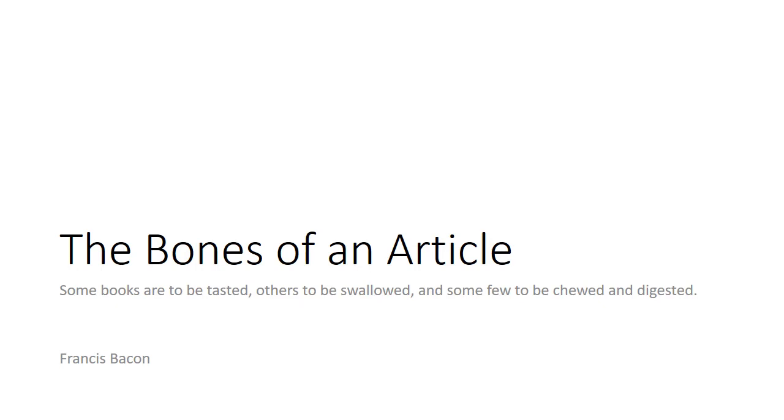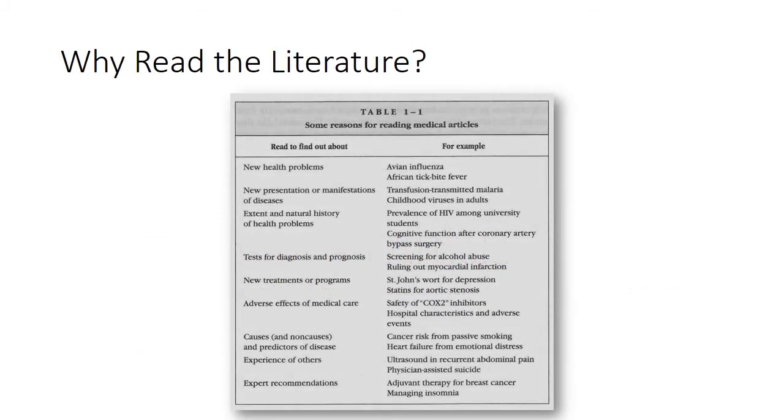So going into the actual articles themselves, this will be important when we're actually looking at our journal club articles. So there's lots of reasons why you may want to read the literature. I'll kind of point out some of the more common ones you'll run into. Usually it's going to be to help edify yourself and how you can better treat your particular types of patients.